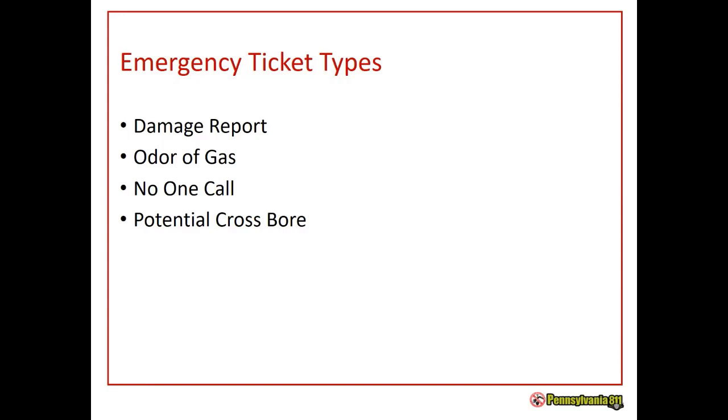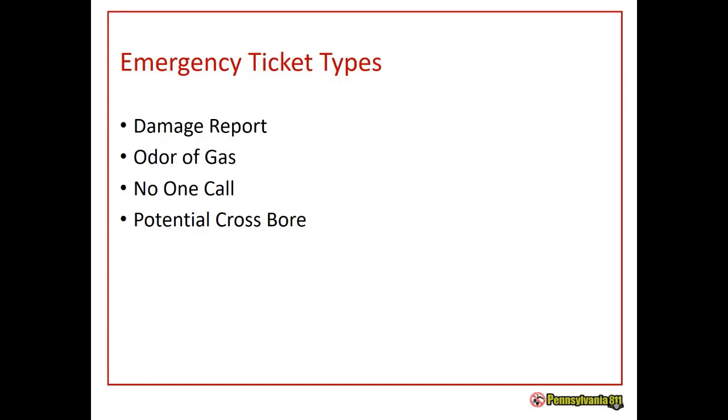Also, a no one call. If you see someone out digging and you do not see marks on the ground, please call 811. CSR will look up the area to see if there is a valid ticket. If not, they will send one out as an emergency so that all facility owners can get out there and mark their lines. Also, the emergency services can actually shut your job down if you do not have a valid one call.